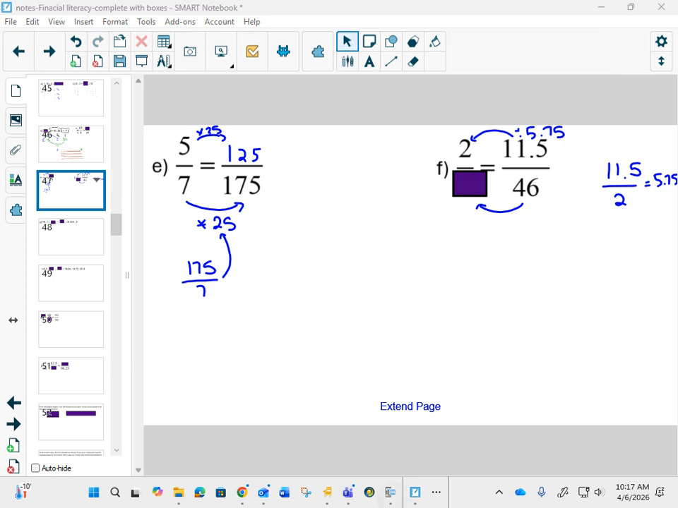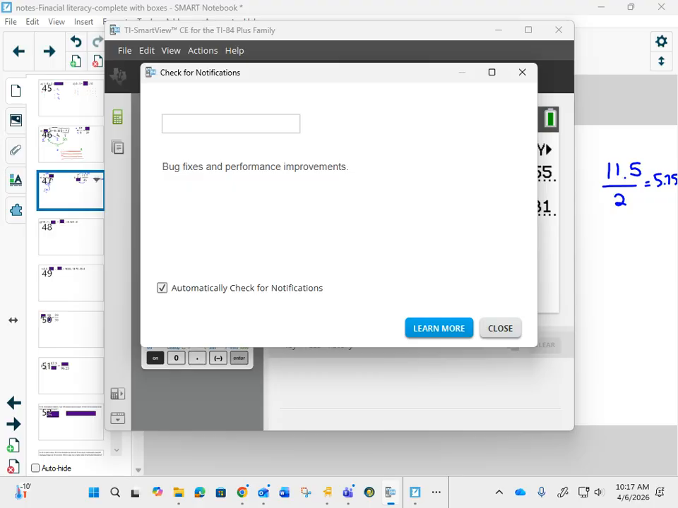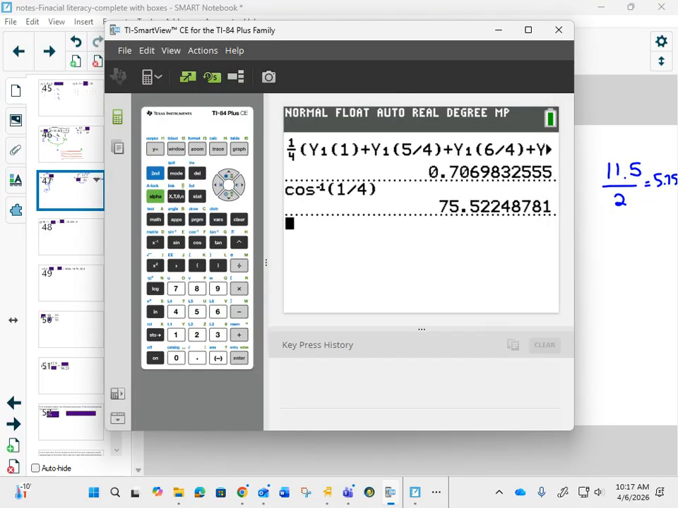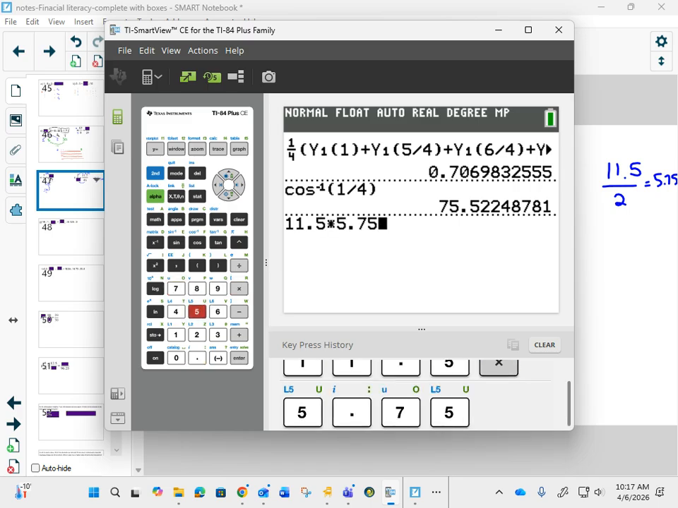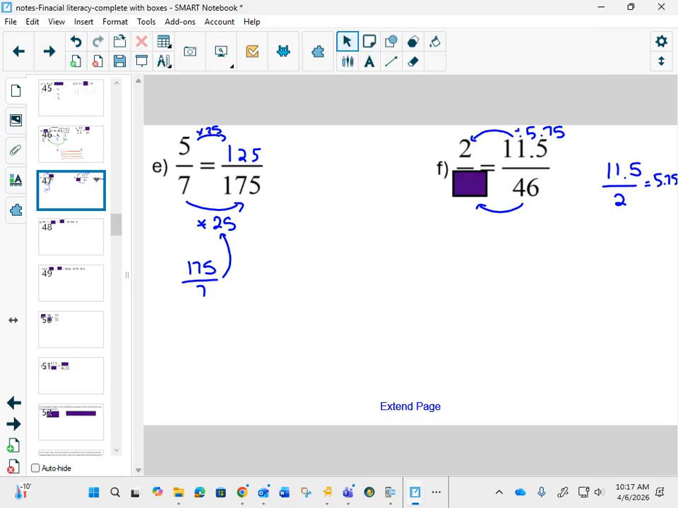But I want to check and see if I'm actually right, so I'm going to go to my calculator. I'm going to go 11.5 divided by 5.75. If I have the right number, my calculator should tell me 2. Yes! I know that I'm right, so now I go back here and need to also do this here, divide by 5.75.